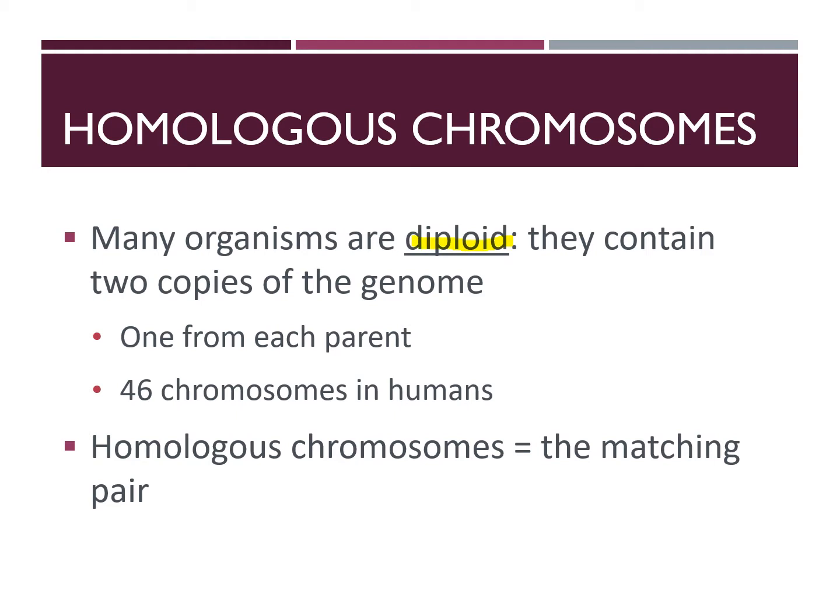Organisms that have two copies of each chromosome are called diploid. That means basically two sets. We each got one of those chromosomes from each parent. And our total number is 46, with basically 23 different ones, although that 23rd pair, the X and Y, are a little different.